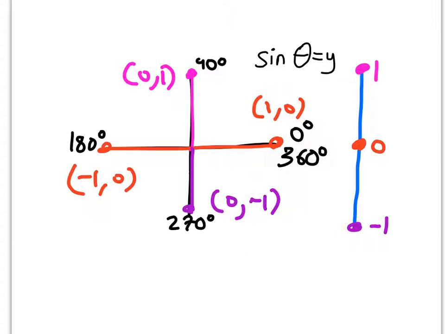On a unit circle, the sine is the y-coordinate, which means that as we get higher, or as we get closer to the top of the circle at 90 degrees, the sine values are going to increase. And as we get closer to the bottom of the circle, or 270 degrees, the sine values are going to decrease.